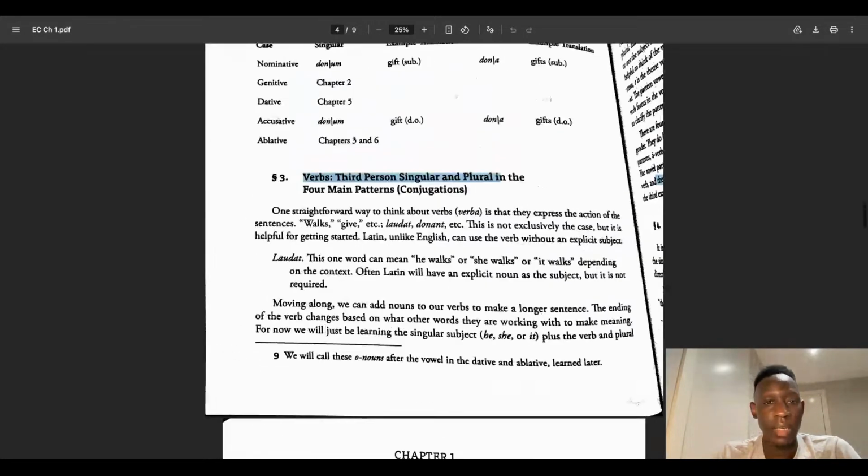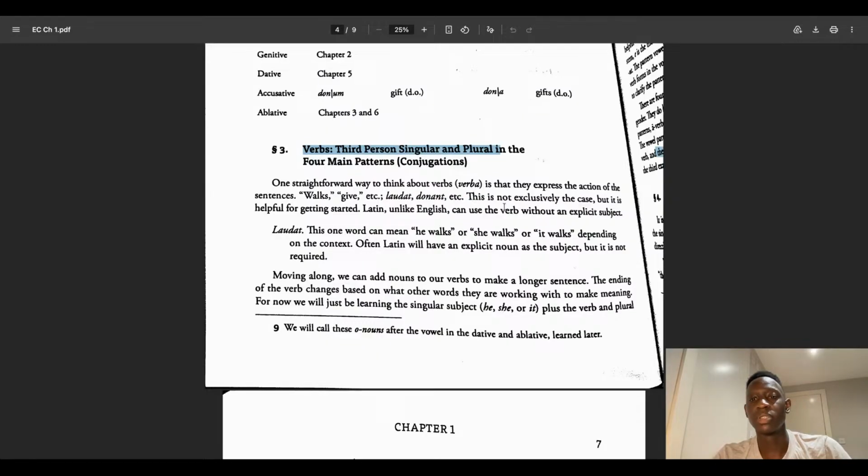Anyway. One straightforward way to think about verbs, verba, is that they express the action of the sentences. Walks, gives, etc. Laudat, donat, etc. This is not exclusively the case, but it is helpful for getting started. Latin, unlike English, can use the verb without an explicit subject. Laudat. This one word can mean he praises, or she praises, or it praises, depending on the context. Often, Latin will have an explicit noun as the subject, but it is not required.